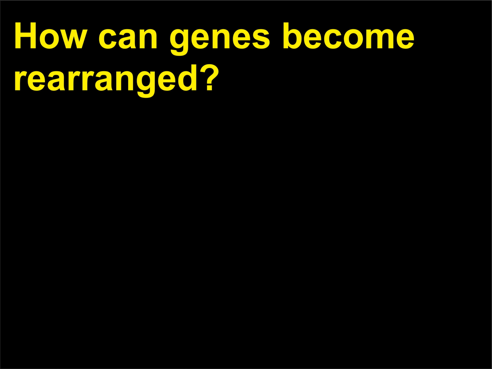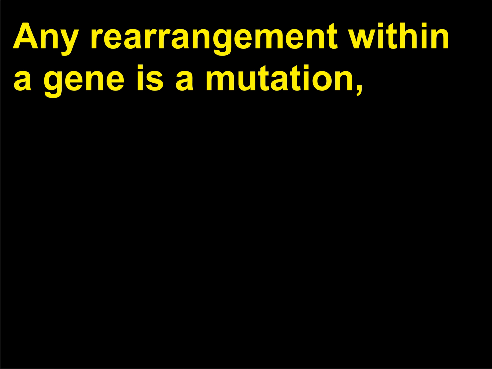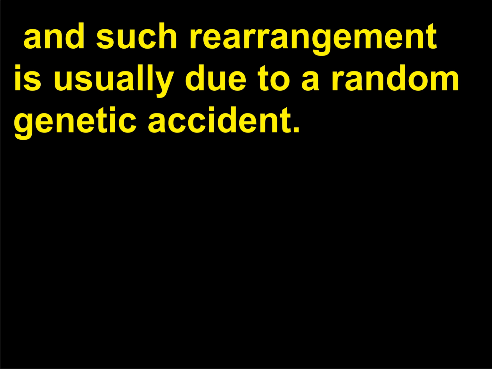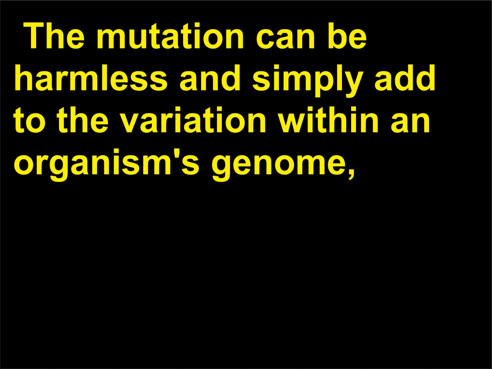How can genes become rearranged? Any rearrangement within a gene is a mutation, and such rearrangement is usually due to a random genetic accident. The mutation can be harmless and simply add to the variation within an organism's genome, or it can be harmful with dire consequences.